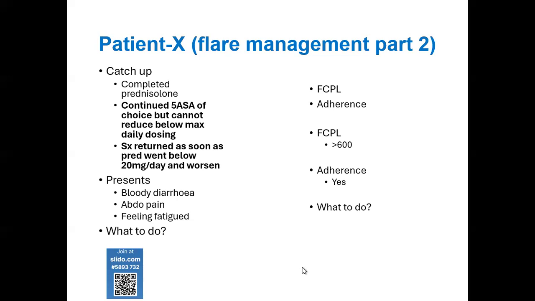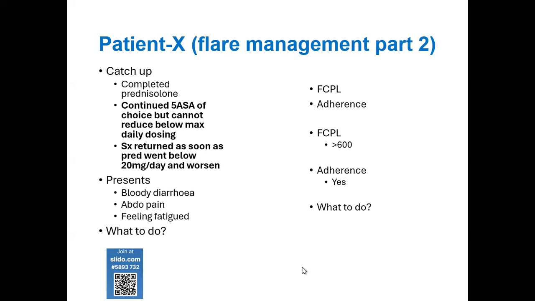And also, unfortunately, they tried to reduce their prednisolone, but as soon as they went below 20 milligrams a day, their symptoms worsened, and their symptoms were bloody diarrhea, abdominal pain, feeling fatigued. Now, I did mention that reducing or withdrawing prednisolone can actually mirror IBD symptoms. Doesn't normally happen on a once-off. It normally happens when patients have been on steroids for a very long time. So in this scenario, I don't think it's due to steroid withdrawal. And then if you do a fecal calprotectin and it's over 600, then you know it's due to flare.